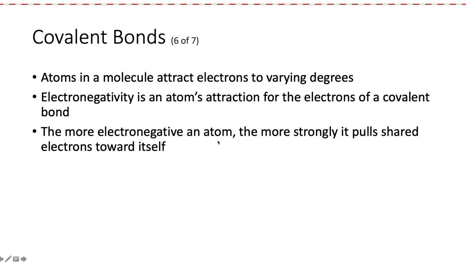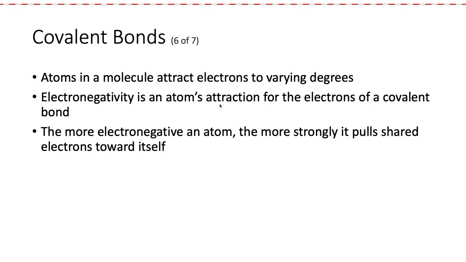And interestingly, atoms attract electrons to different degrees. Some of them are really good at attracting electrons, and some of them are only okay at attracting electrons. We call that electronegativity. So an atom's electronegativity is the ability for that atom to attract the electrons that are formed in the covalent bond.